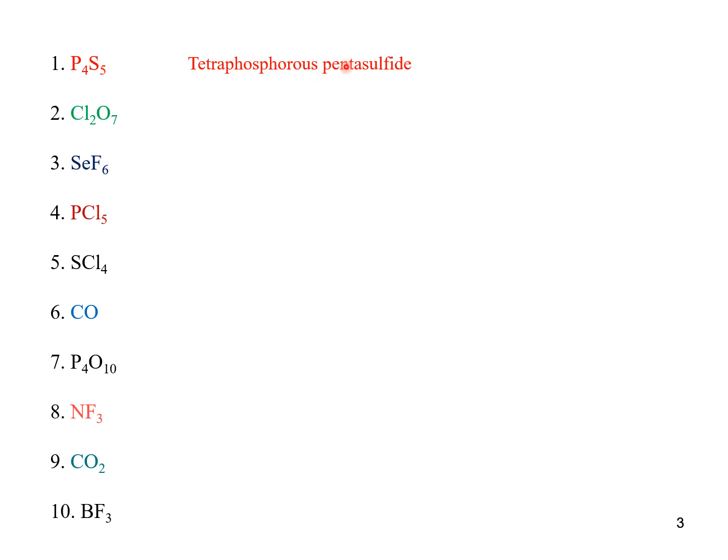So tetra and penta prefixes were added for both nonmetals. The first nonmetal keeps its name, and for the second nonmetal we add -ide. The same way for Cl2O7: dichlorine, di for 2, heptoxide. Heptaoxide becomes heptoxide, omitting A, the first vowel.